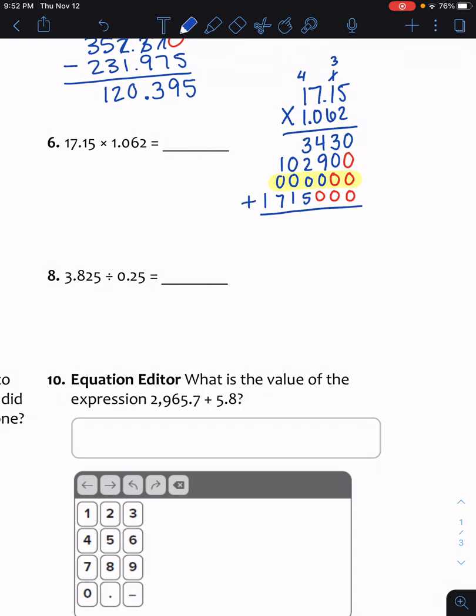So now I'm going to add. 0 straight down is 0. 3 plus all the zeros is 3. 4 plus 9 is 13. Carry the 1. 5 plus 2 is 7. Plus 3 is 10. Plus 1 is 11. 1 plus 1 is 2. 7 plus 1 is 8. And then I've got 1. This one has 5 decimal places again. So 1, 2, 3, 4, 5. And it should be 18.2133.